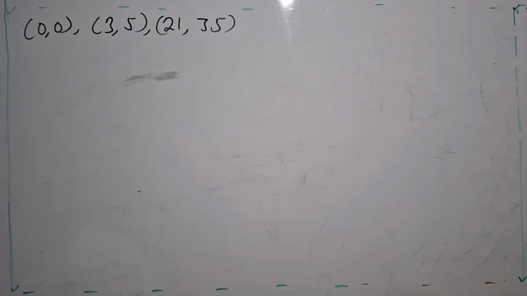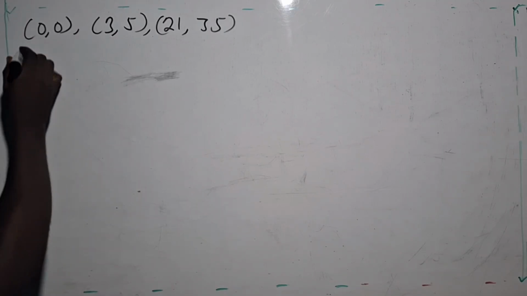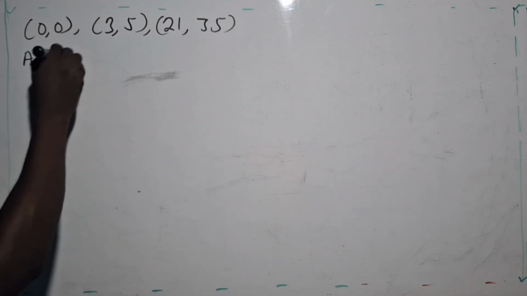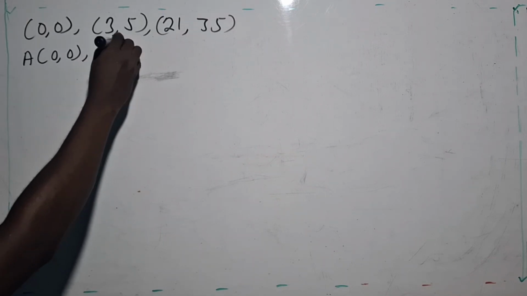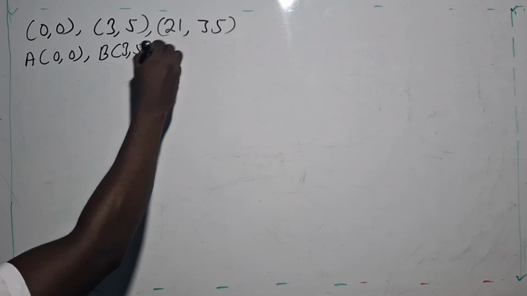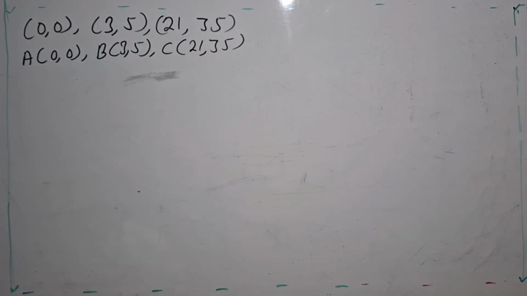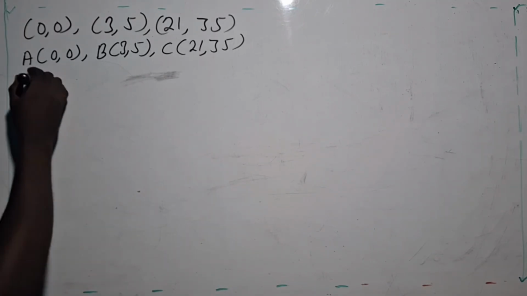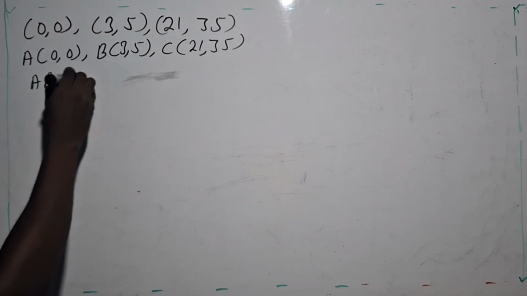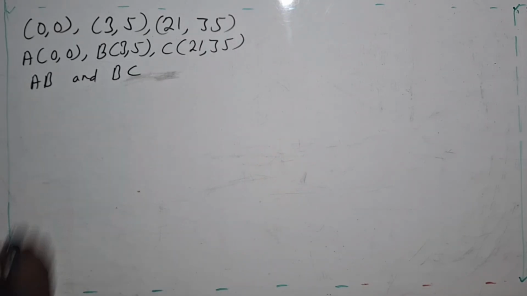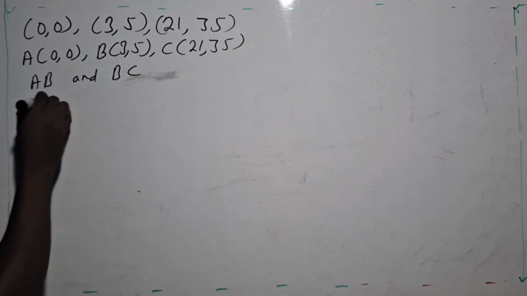How do we determine if they are collinear? We have to find the gradient. So I'm going to name (0, 0) as A, then (3, 5) as B, then (21, 35) as C. So we are going to compare the gradient at 2 points. I'm going to combine A, B and B, C. Yes, I'm going to pick these 2 pairs, A, B and B, C. Now A is (0, 0).